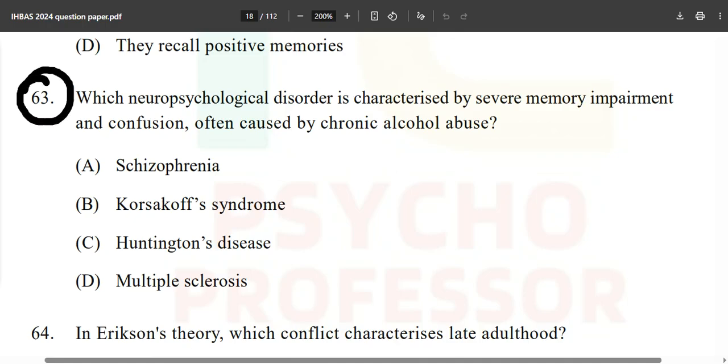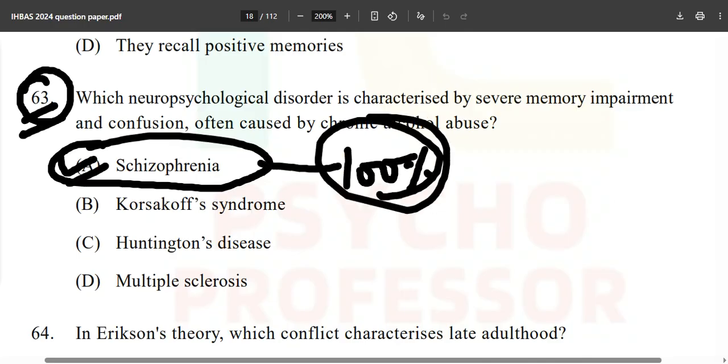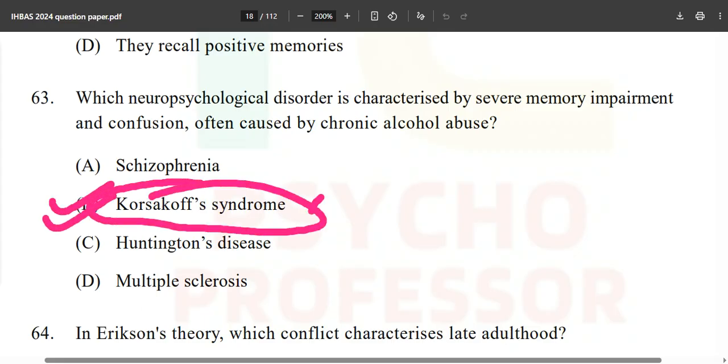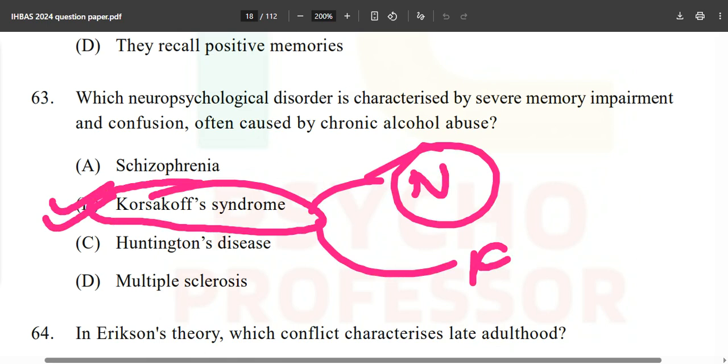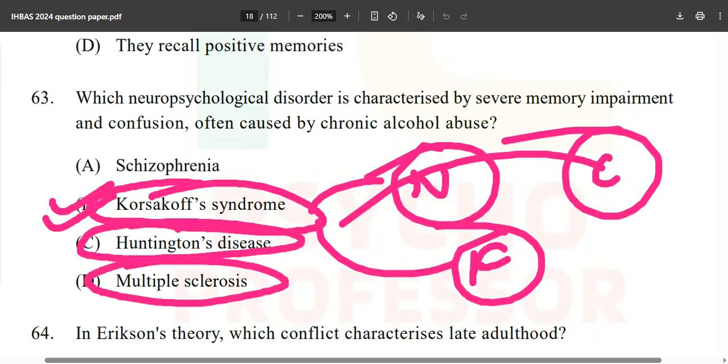You need to have proper knowledge about all these topics. Now see over here, this is question number 63, schizophrenia. You have to read this. The question is going to come directly on schizophrenia, maybe persecution, delusion of reference, grandeur, whatever that is. Now see option B, Korsakoff syndrome. It is mentioned clearly in the N book, F book, C book, every general psychology book will have this particular thing. Okay, so you have to prepare according to the demand of that particular examination. And what is IHBAS demanding? Do only these books, nothing else. Okay, Huntington's disease is also given, multiple sclerosis is also given.